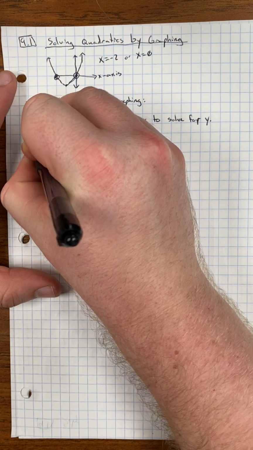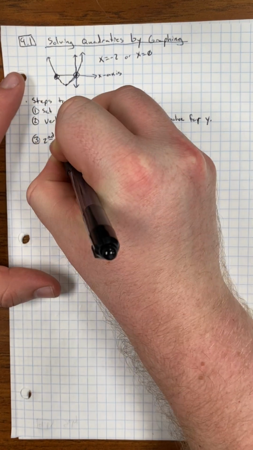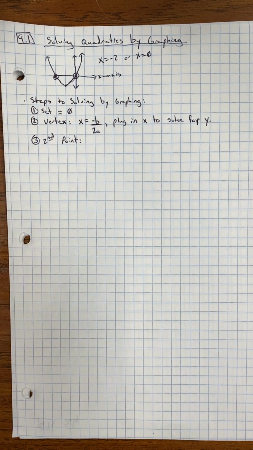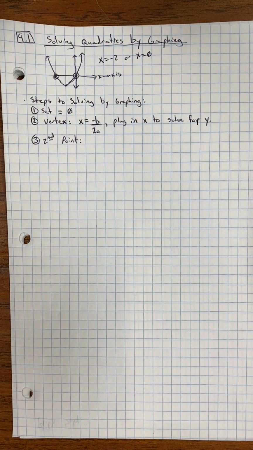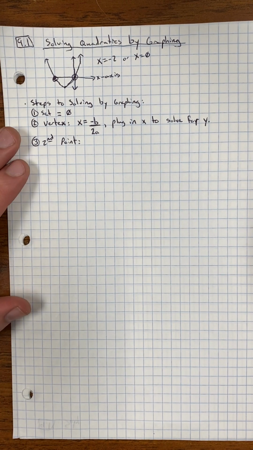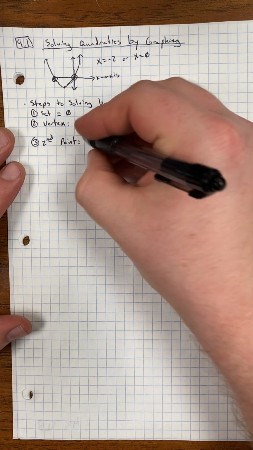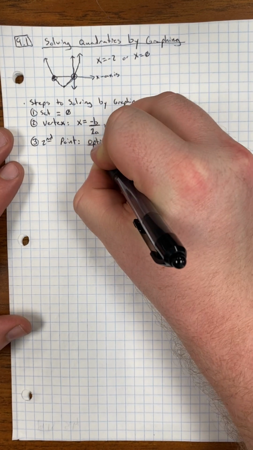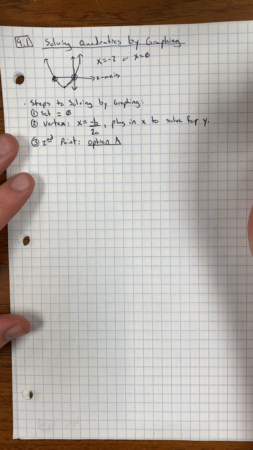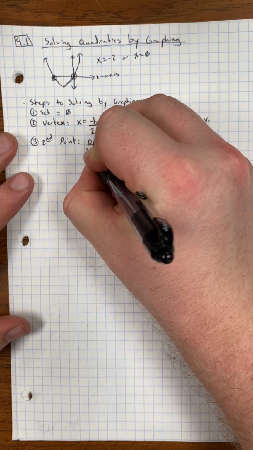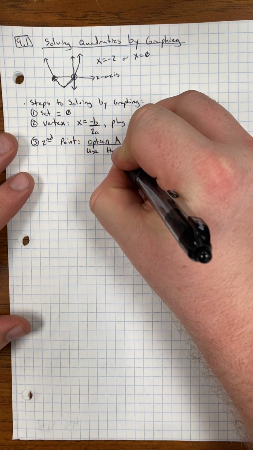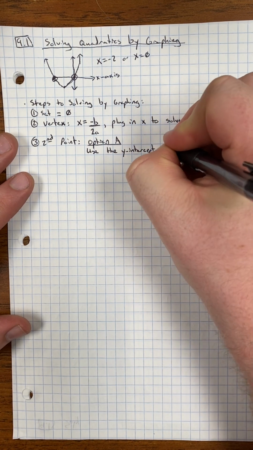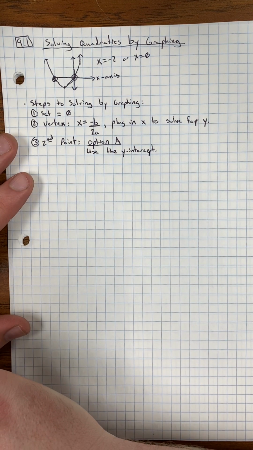Number three, we need to find a second point, because remember, we can't graph just knowing what the vertex is. We need to know what that second point is as well. And so here are my two options. Let's talk about option A. Option A is going to be to use the y-intercept. Okay, so that's my first option.